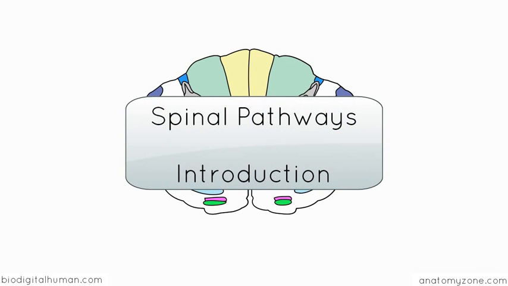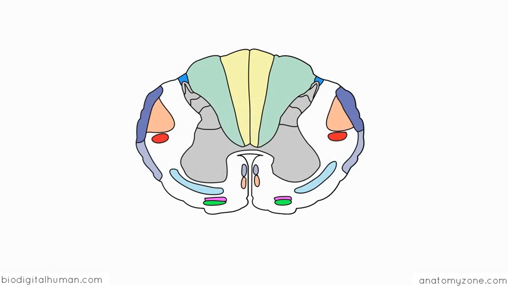Okay, so in this tutorial we're going to take a look at the spinal pathways. So we're going to look at the different tracts that ascend and descend in the spinal cord. So what we're looking at here is a cross-section of the spinal cord. And I just want to recap some basic anatomy of the spinal cord before going any further.